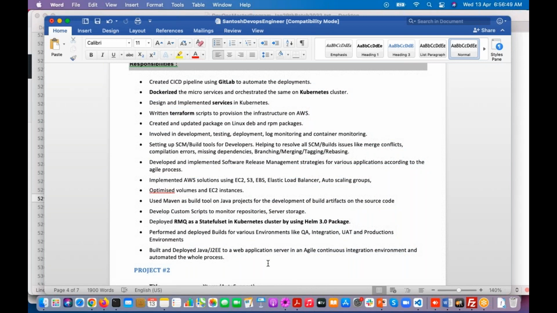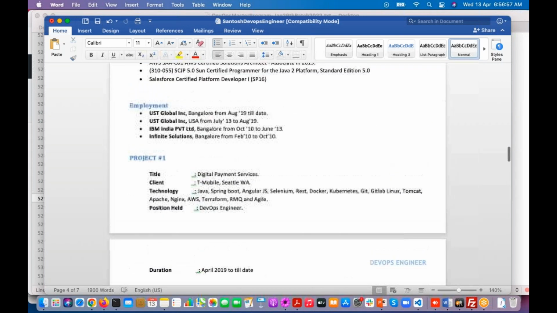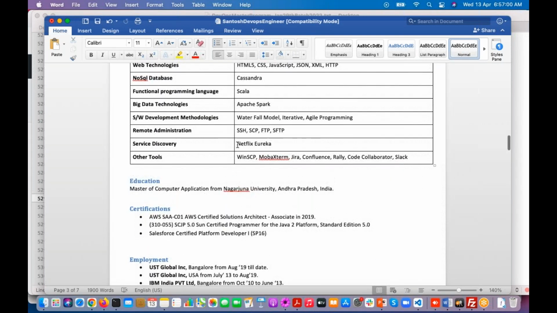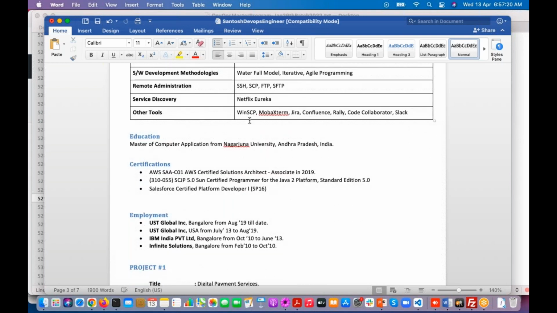Don't mention the tools you don't know. If you keep them, you are going to be in trouble, because the interviewer is sometimes going to ask about those tools you have specified. What do you mean by resume? Resume means whatever tools you have worked on, those things you keep in the resume, right? Clear?